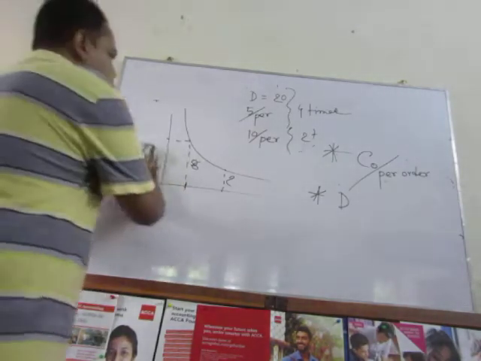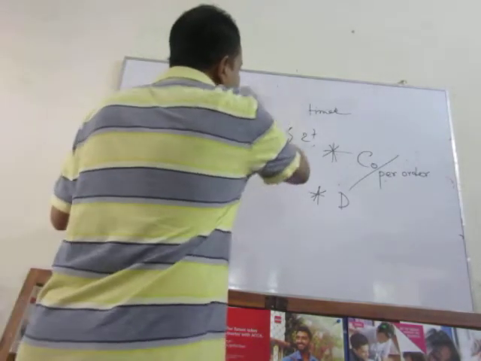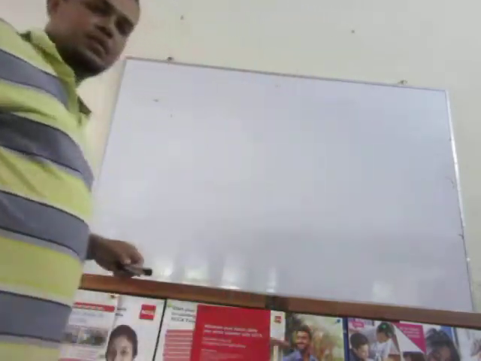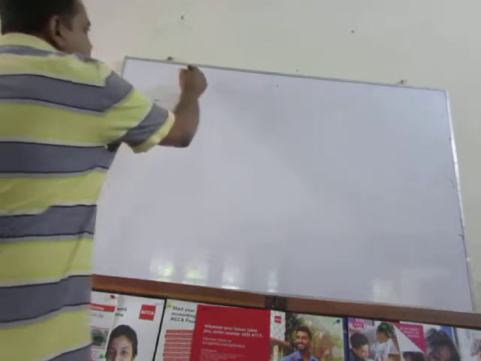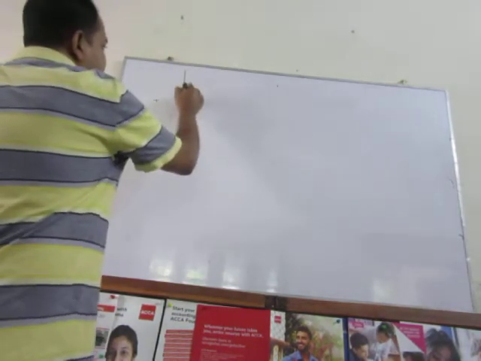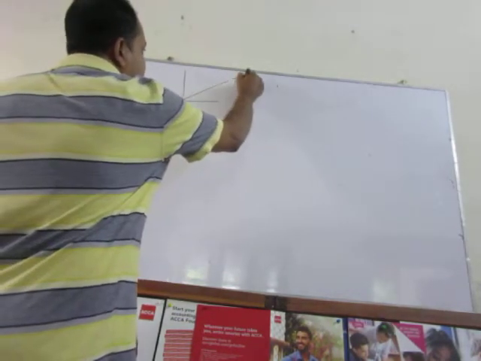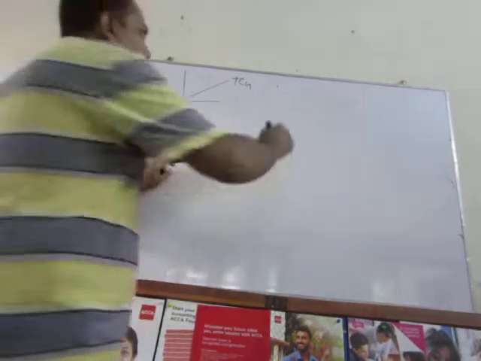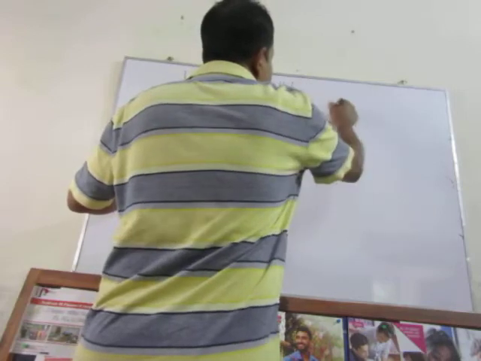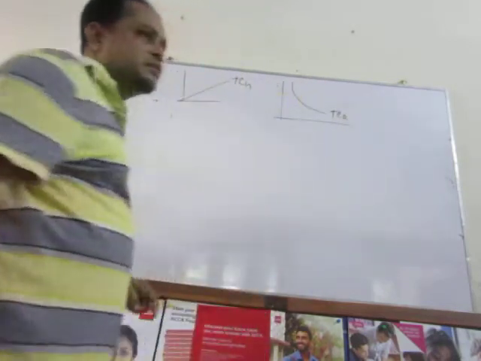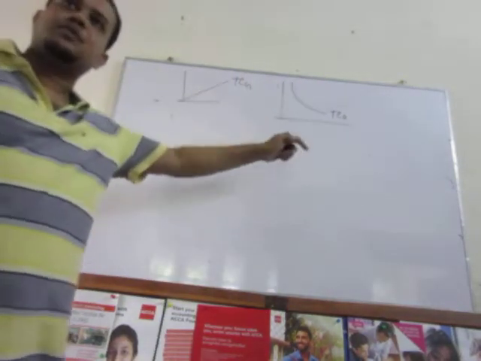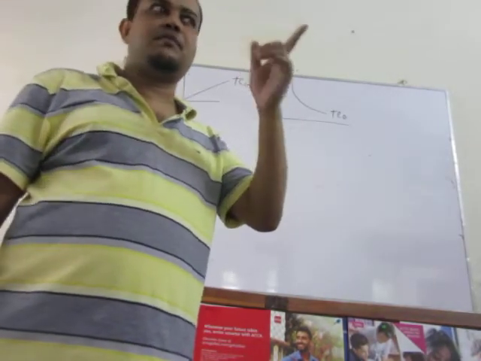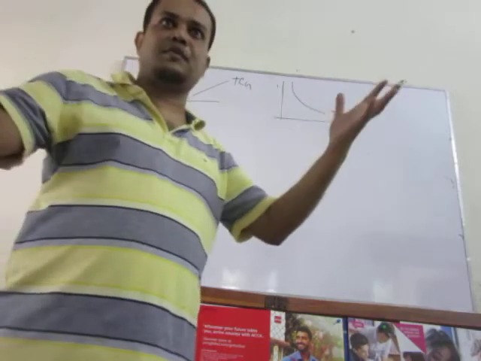Now, up to this level of discussion, we are using two different lines. One is the TCH line, just like the total variable cost, and another is the TCO line. The TCO line is behaving just like the fixed cost per unit. Fixed cost per unit is lowered as you increase the volume.